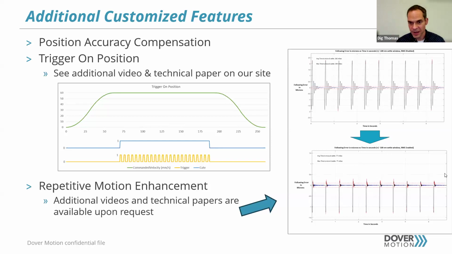So if you look at the bottom graph, you can see the position error is much, much, much smaller and greatly attenuated. And as you might imagine, this leads to significantly improved settling time. So your movement settles, in some cases, are dropped by an order of magnitude.